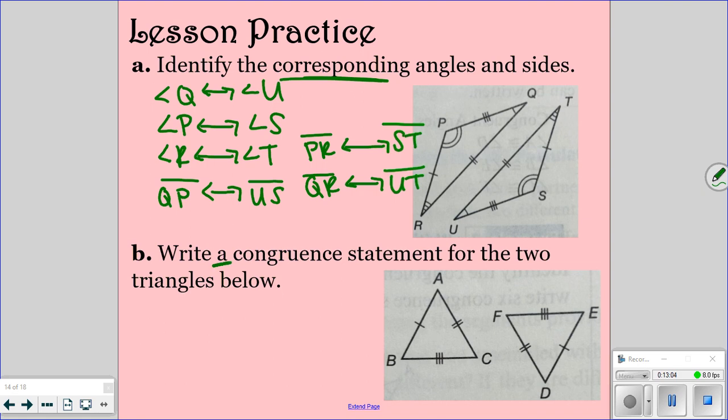Now it says write a congruent statement for the 2 triangles below. If it says A and not 6, then we're just going to do triangle is congruent to triangle. So triangle ABC is congruent to triangle. So A is opposite the side length that has 3 tick marks. So D is going to be corresponding. B is opposite the one that has 2 tick marks. So E is corresponding. And then C is opposite the 1 tick mark, which is corresponding to F. So that would be your congruent statement for the 2 triangles.